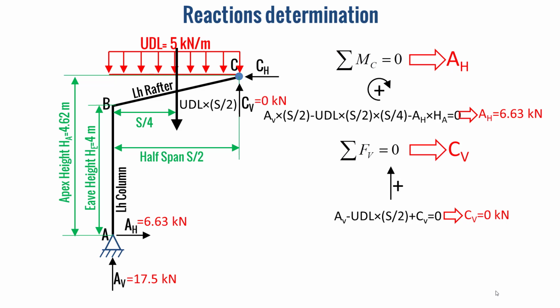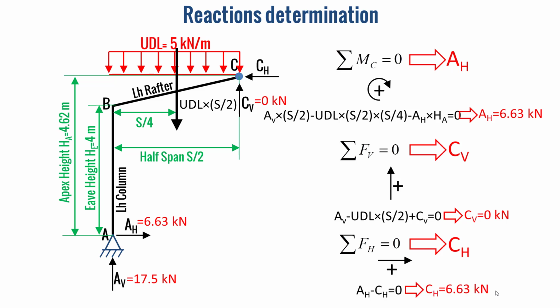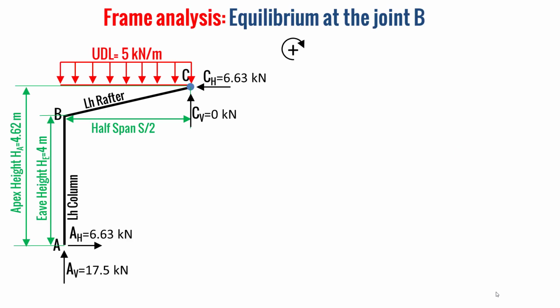And in the same way, we apply the equilibrium equation of forces along the horizontal direction in order to determine CH. And here we consider that the positive direction is the direction from the left to the right. And here, if we apply the equilibrium equation, we will determine CH as 6.63 kilonewton.